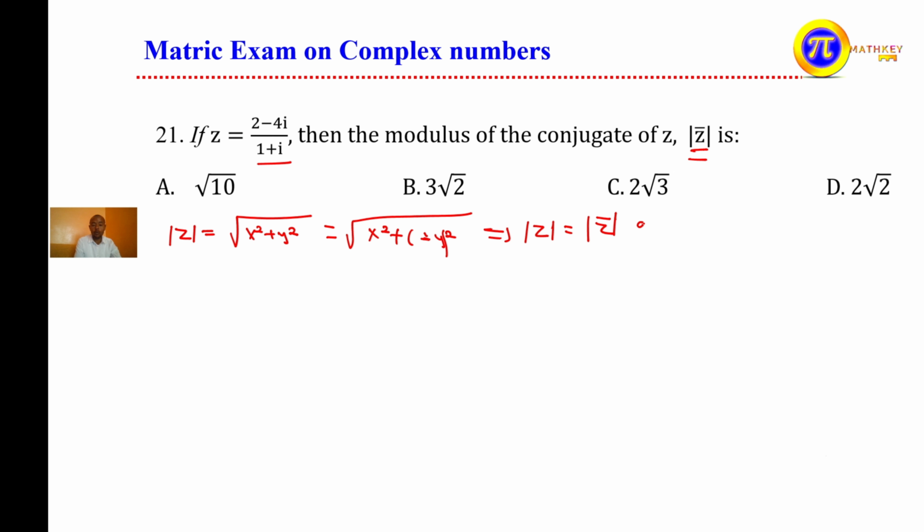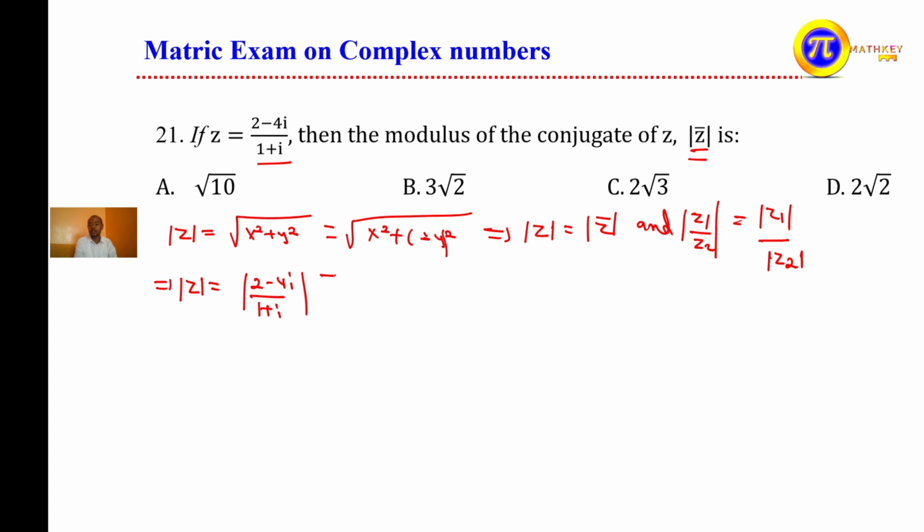And at the same time, what do we have? We are familiar that the norm or modulus of z1 over z2 is equal to the modulus of z1 divided by the modulus of z2. We know such properties. If that's so, this implies that our modulus of z is equal to the modulus of 2 minus 4i divided by 1 plus i.